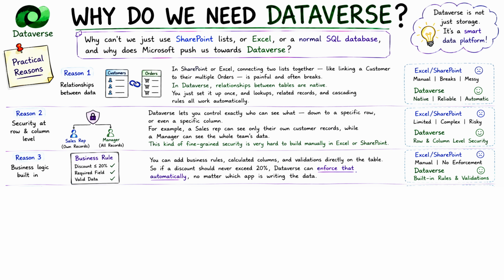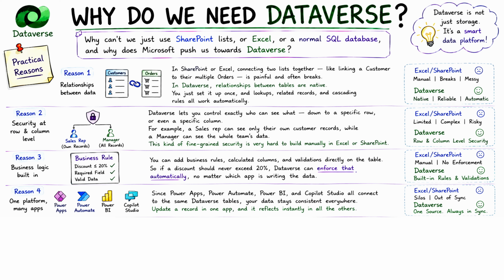Reason 3, business logic built in. You can add business rules, calculated columns, and validation directly on the table. So, if a discount should never exceed 20%, Dataverse can enforce that automatically, no matter which app is writing the data. Reason 4, one platform, many applications. Power Apps, Power Automate, Power BI, and Copilot Studio are all connected to the same Dataverse table. Your data stays consistent everywhere. Update a record in one application and it reflects instantly in all the others.